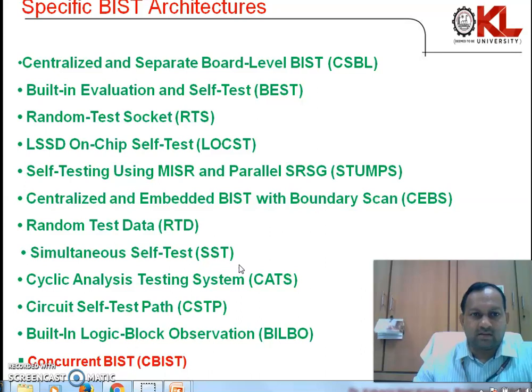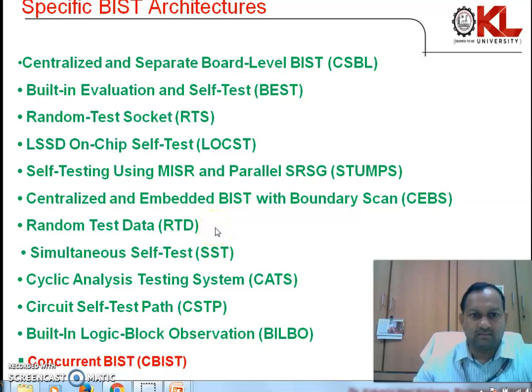Let us see what the BIST abbreviation is: built-in self-test. The definition of BIST: a function built into a machine that tests itself automatically is known as built-in self-test. In BIST there are different types of architectures, nearly 12. Let us see the function and operation of each architecture, and who invented it and in which year. Let us see them one by one.